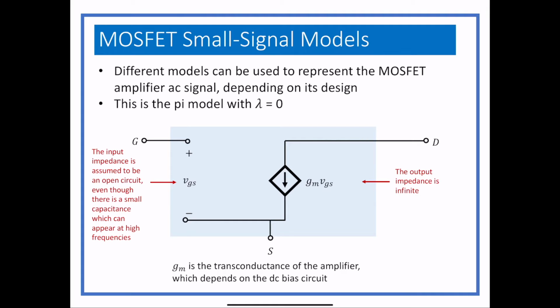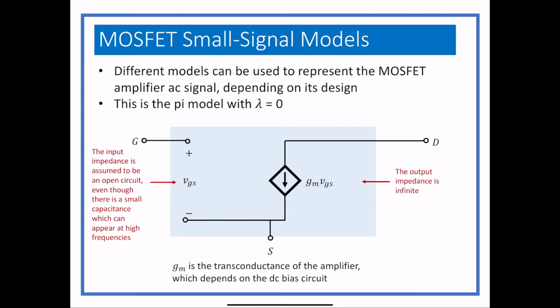The output impedance is infinite because it's just looking into that current source, and the current source doesn't have any resistance to it. And then the input impedance is, in this particular model, an open circuit. Some models will make it so it's not an open circuit, depending on what configuration we use. But in the model itself, we assume that the input impedance is infinite, even though at some frequencies, which again we don't really cover in here, there is a capacitance across that, and that actually does appear eventually.